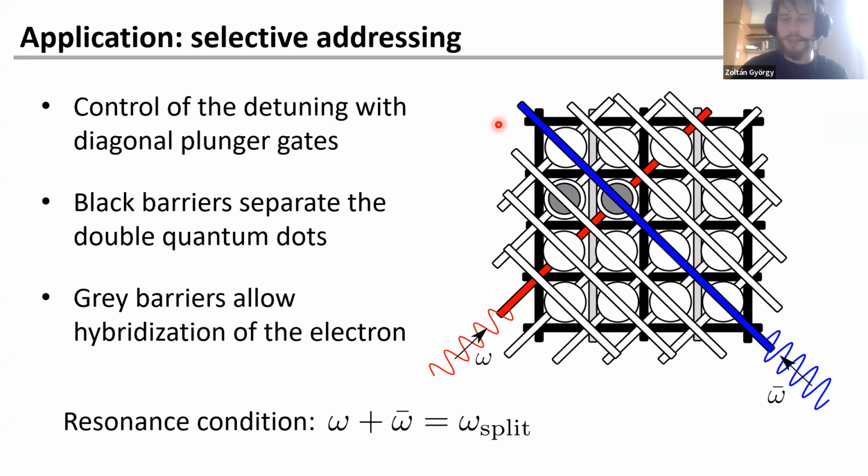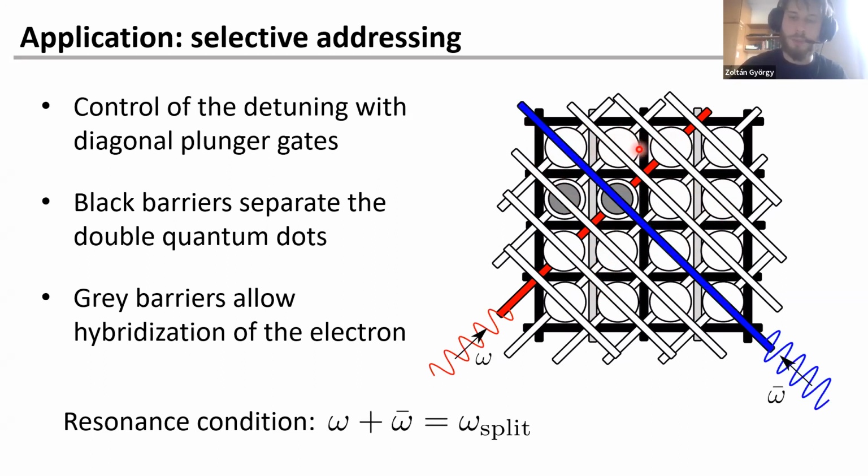So this is our setup that is more realistic. Here, these circles are quantum dots. These gray barriers allow hybridization of one electron between these two, or it can be said for every pair, a hybridization of electron is possible. And these black barriers separate these pairs of quantum dots from each other. So if we put electrons in these pairs, we will end up with separate flopping mode spin qubits.